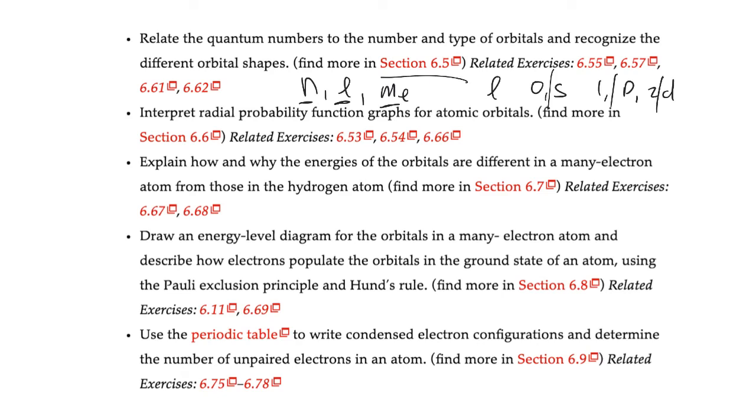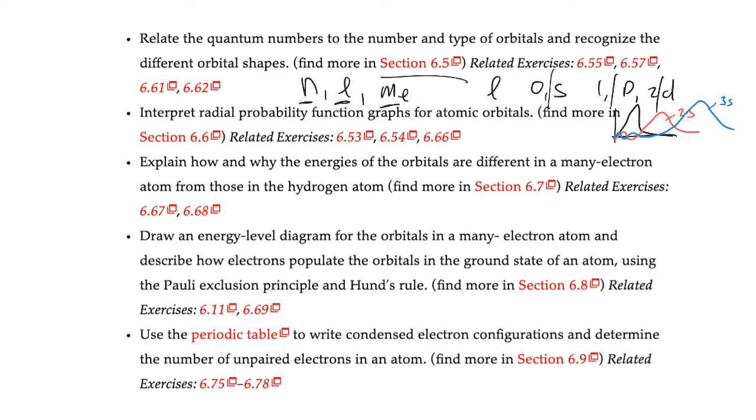Interpret radial probability function graphs for atomic orbitals. This is where we looked at how the 1s orbital has the greatest probability of being found relatively close to the nucleus. If you have a 2s orbital, then we have one of these nodes, so we end up having one node for the 2s. If you have a 3s, then you end up having a second node, so it looks more like that. You have two nodes for the 3s.